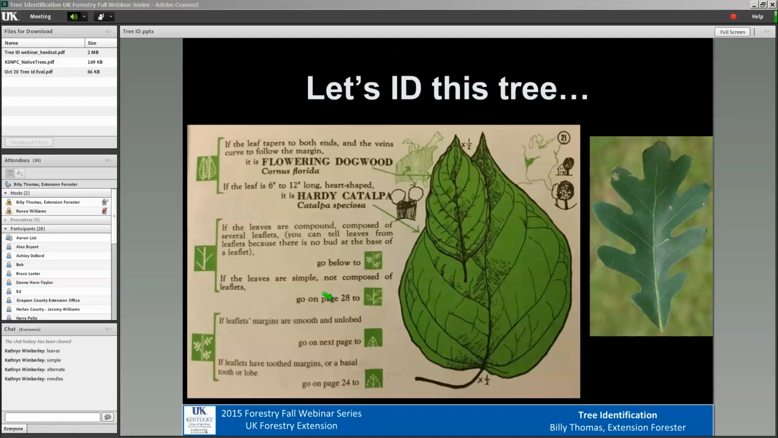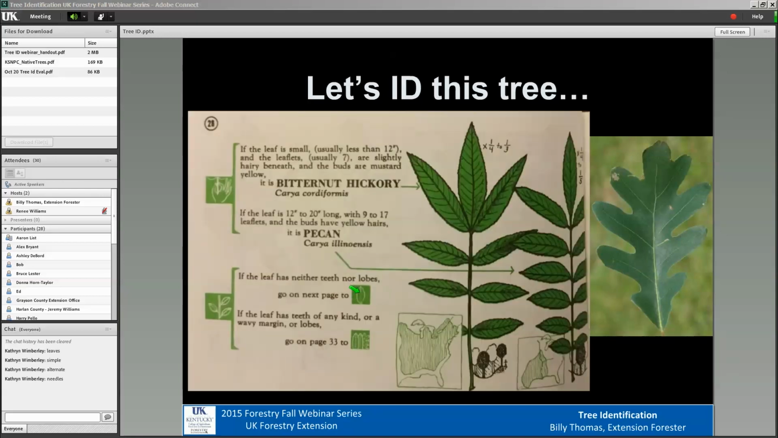So we're going to go on to page 28 and look for that symbol. And that symbol is here. And it's asking if the leaf has neither teeth nor lobes, or if the leaf has teeth of any kind, or wavy margins, or lobes. Again, remember, these are the lobes that we talked about. So this tree has multiple lobes. So we're going to go on to page 33 to get that.